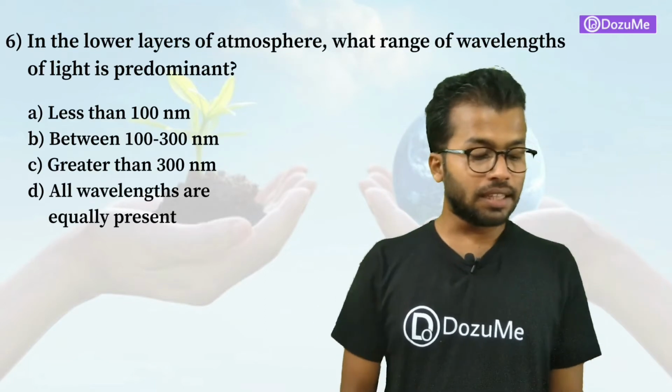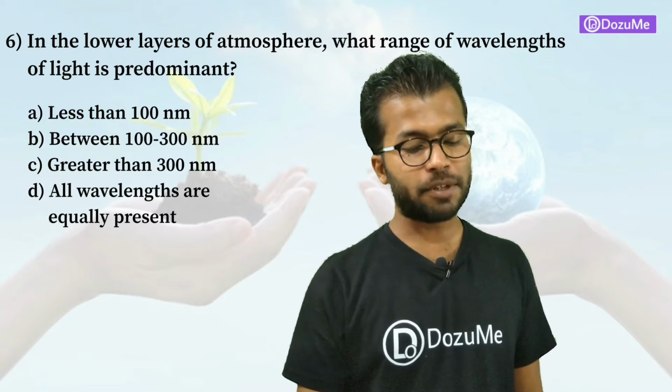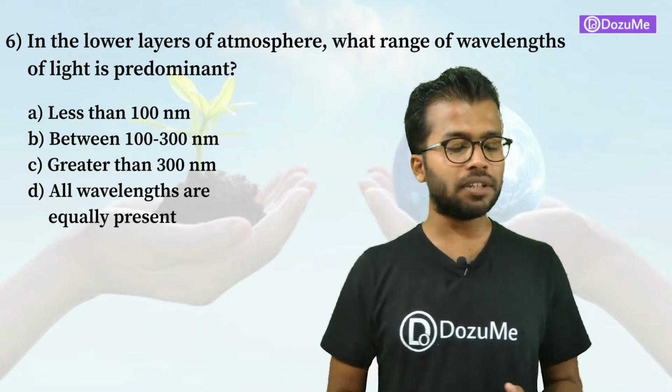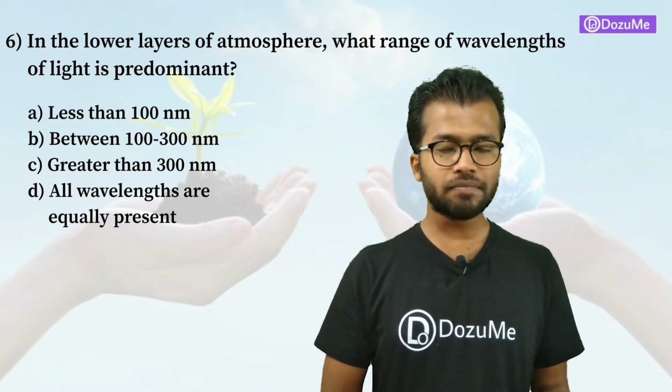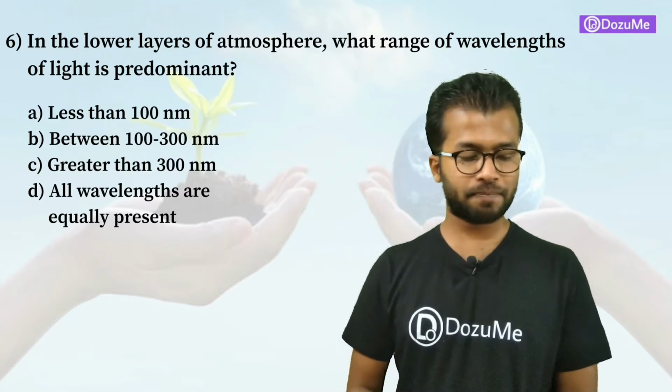Question number 7. In the lower layer of the atmosphere, what range of wavelength of light is predominant? Most important question. Less than 100 nanometer, between 100 to 300 nanometer, greater than 300 nanometer, all wavelengths are equally present. If you know the answer, comment it with the specific question number 6.